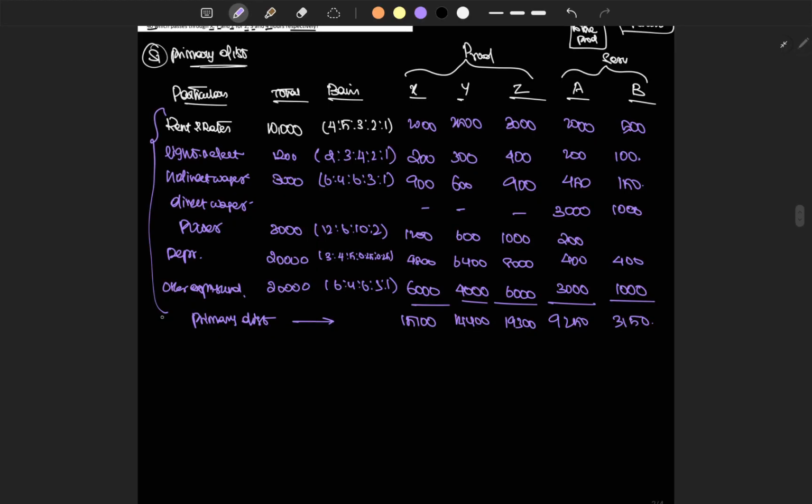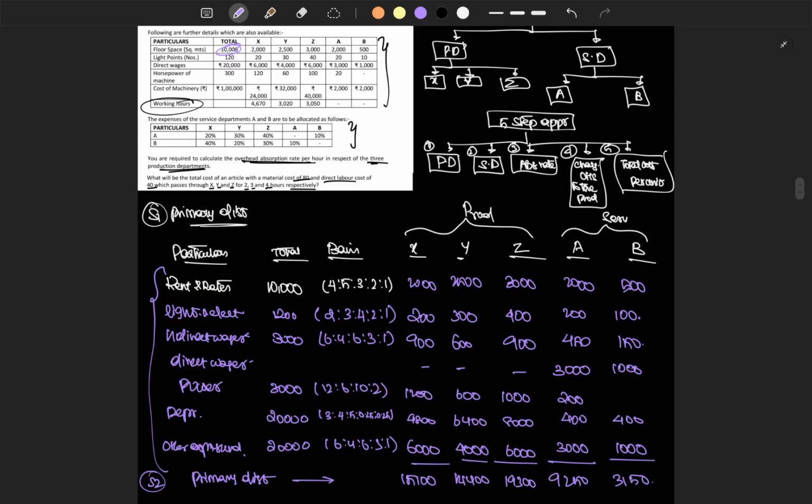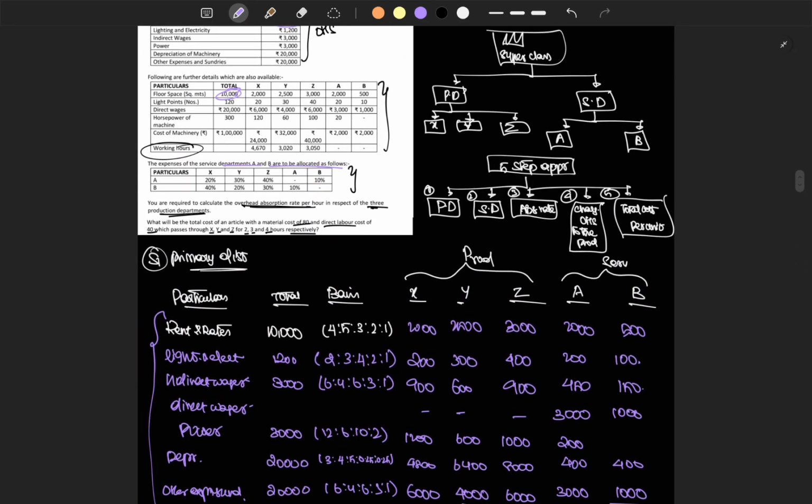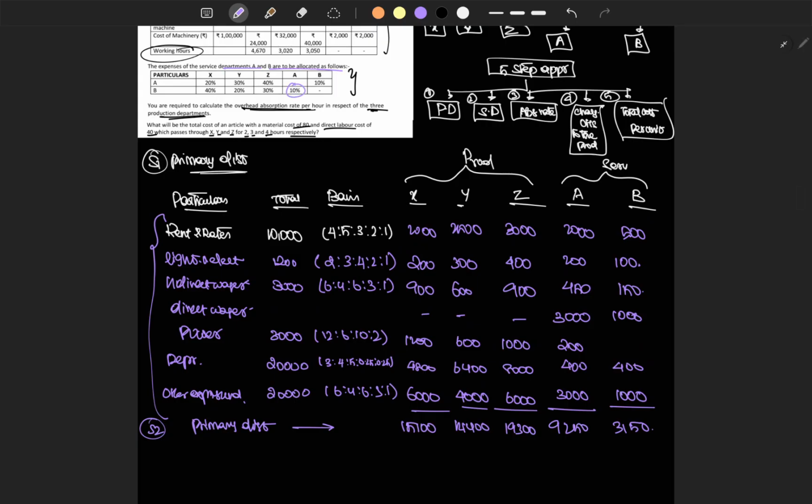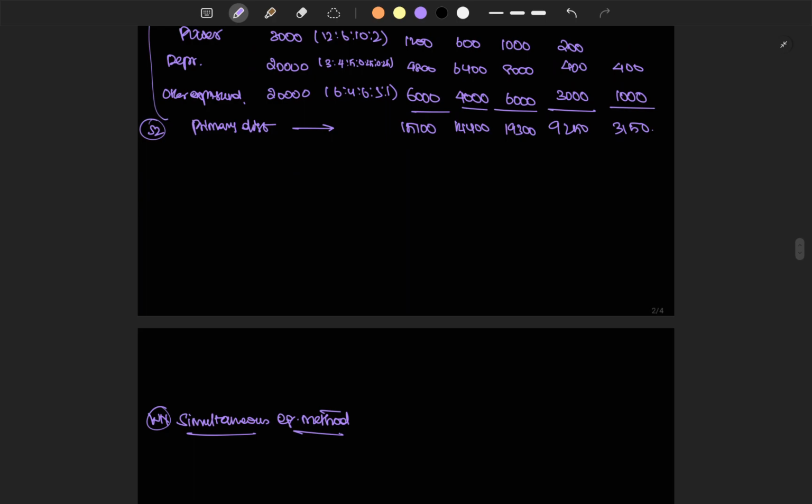So here we are starting with our second step, which is secondary distribution, right? What information do we have for secondary distribution? The service departments A and B are allocated as follows. So we are going to use the simultaneous equation method because that will easily finish the sum quickly. So let's take it as a working note. Simultaneous equation method, right? And what they actually give: A department is providing 10% of their expenses. Okay, department A is allocating 10% of their expenses to B.